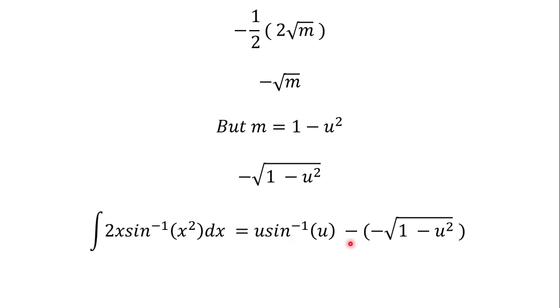So that is why I've written it this way. We are just going to add them and know what the actual answer to this integral question is. u sine inverse of u, minus, remember this one is already negative, so minus square root of 1 minus u squared.